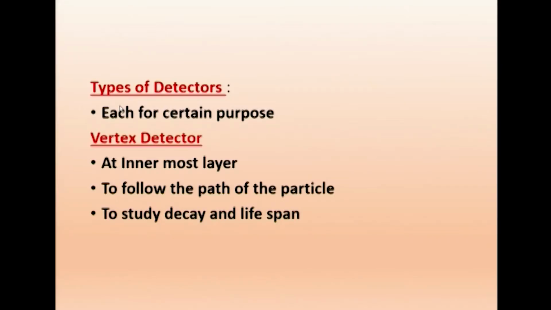Now for this, we require some specific detectors. So what are the detectors? We have been discussing the different types of detectors. Now we will just outline the detectors used at LHC. The detectors are each for a different purpose. The vertex detector is the innermost layer, where the collision occurs. There, the innermost layer, we call it the vertex detector.